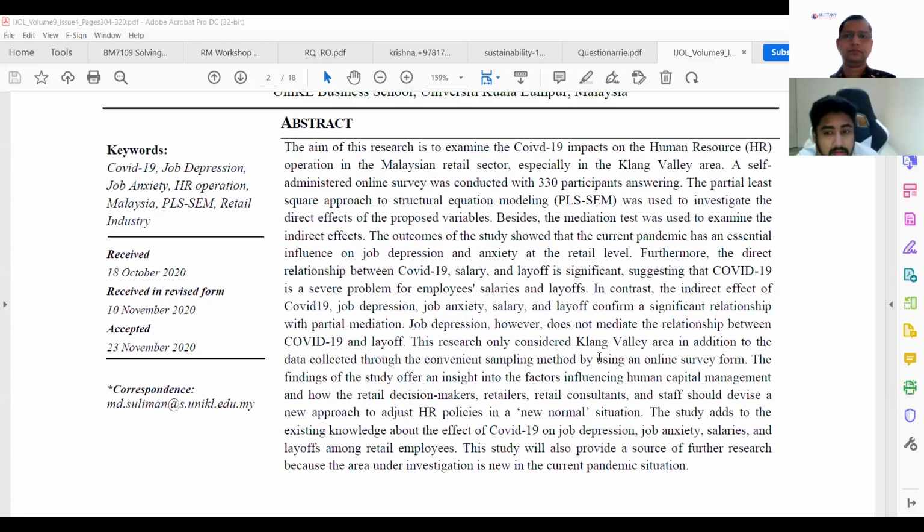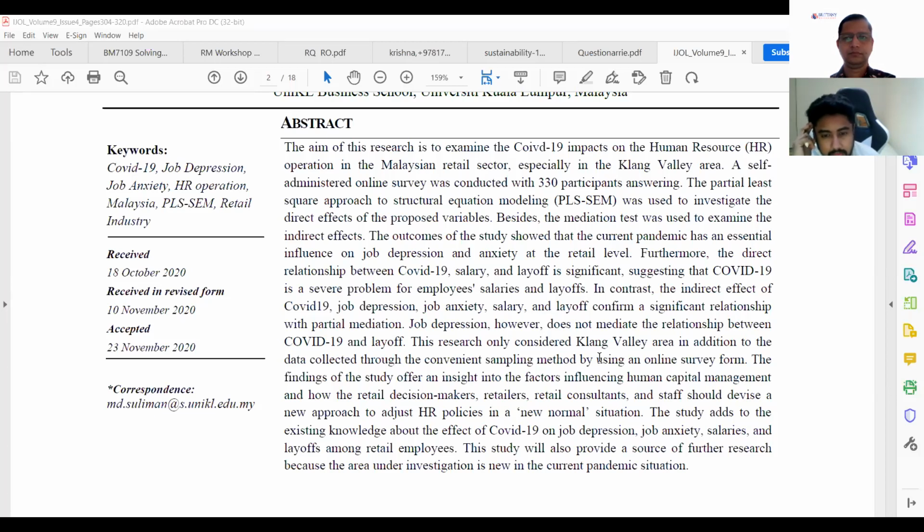The outcomes of the study showed that the current pandemic has an essential influence on job depression and anxiety at retail level. Furthermore, the direct relationship between COVID-19, salary, and layoff is significant, suggesting that COVID-19 is a severe problem for employees' salaries and layoffs. In contrast, the indirect effect of COVID-19, job depression, job anxiety, salary, and layoff confirm a significant relationship with partial mediation. Job depression, however, does not mediate the relationship between COVID-19 and layoff.